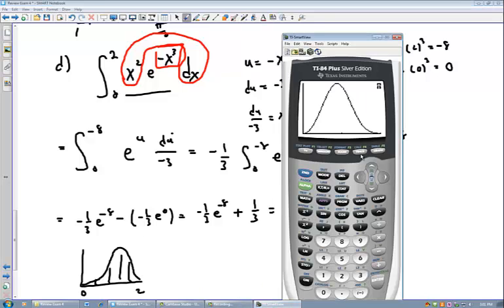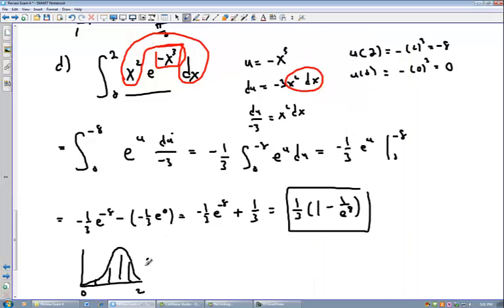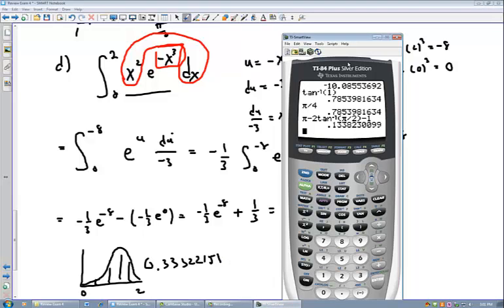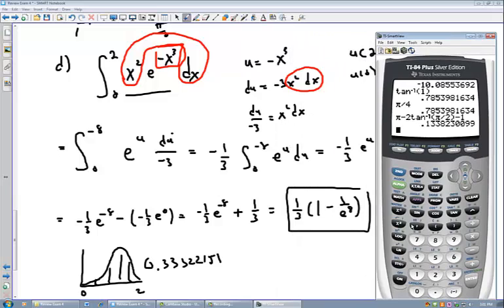I can do that. So hit second trace to pull up the calculate menu, number 7 for the integral. Lower limit was 0, upper limit was 2. It's going to shade in this region and spit back a number, which is 0.3332151. And hopefully this number agrees with it. So let's take a look. My answer, which was right there, is 1 divided by 3, left parenthesis, 1 minus 1 divided by second e to the 8th, in parentheses, and I get out the same answer. Right, so I'm going to check this one off. Looks good.